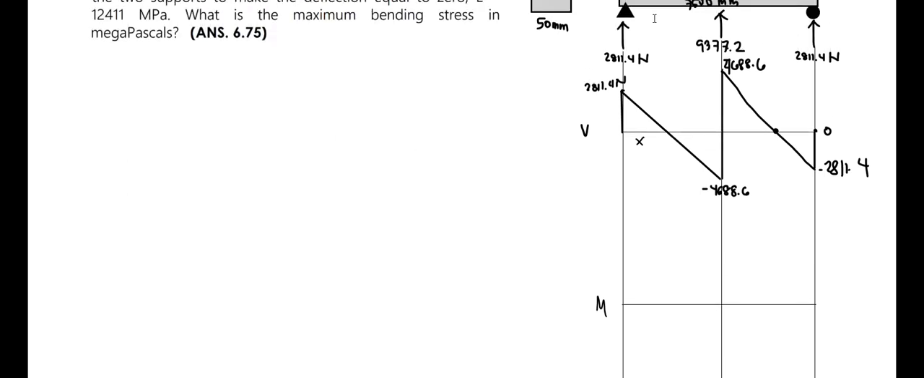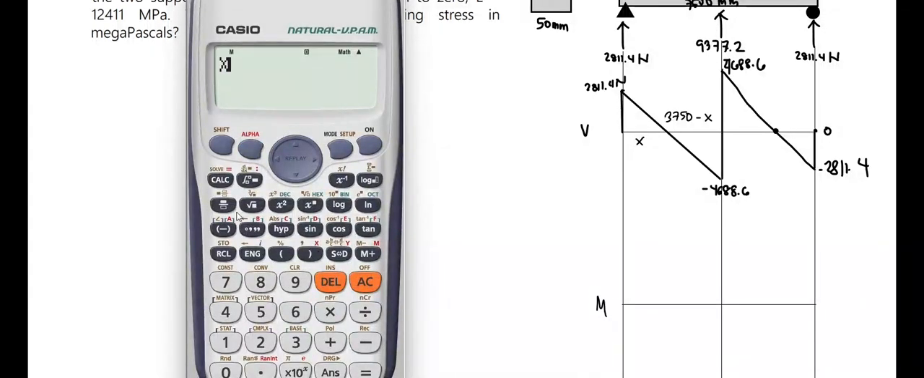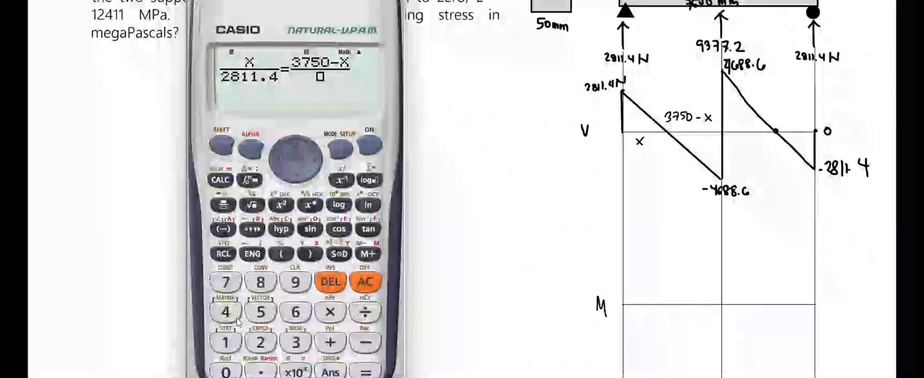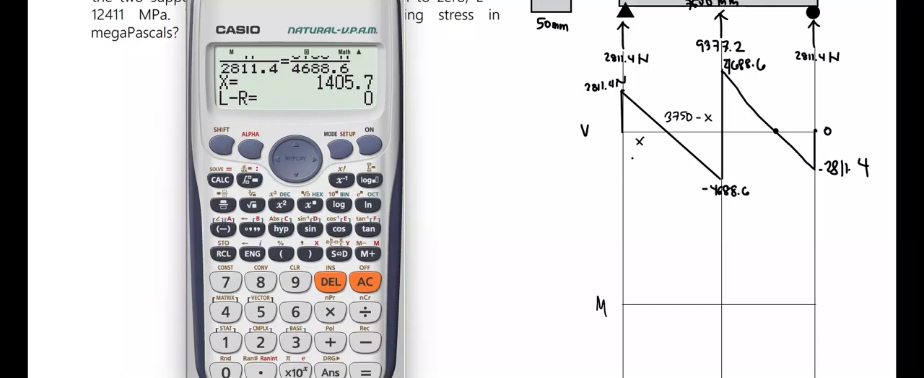Now that we have our shear diagram, we can proceed drawing our moment diagram. But first, we need to solve this distance, here x. And this distance here is equal to half the span, that is 3,750 minus x. Now we can do some ratio and proportioning with the triangles. We have x divided by the vertical distance, that's 2,811.4, equal to the horizontal distance of 3,750 minus x over 4,688.6. Shift solving, we get x equal to 1,405.7.